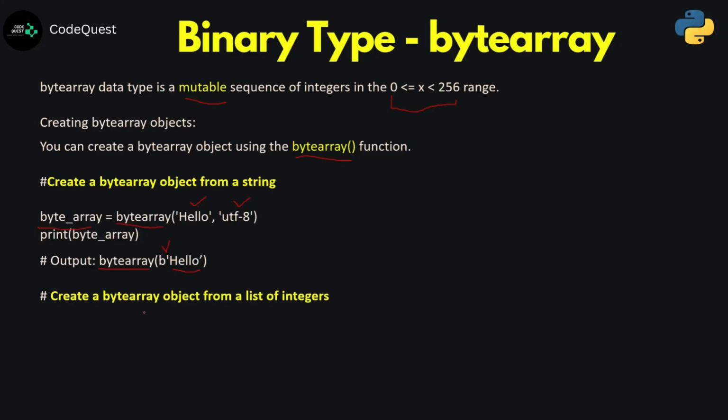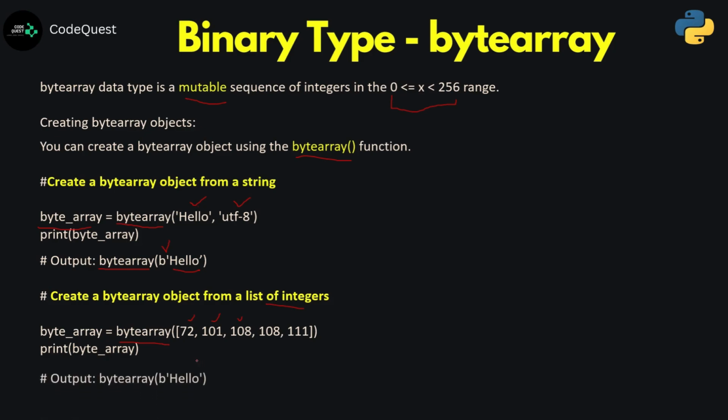We can also create a bytearray object from a list of integers. Like the same bytearray function we have taken, rather than passing a string directly, I can also pass a sequence of integers, like the five integers we have passed here, 72, 101, 108, 108 and 111, which actually represent the characters H, E, L, L, O. Now when I print the value of this, I get the same result we got earlier. So you have two options: either use the string directly, or take the help of a list of integers to represent a string.